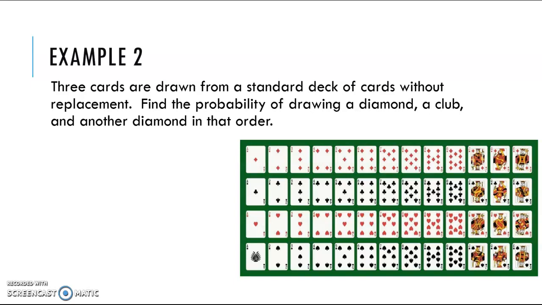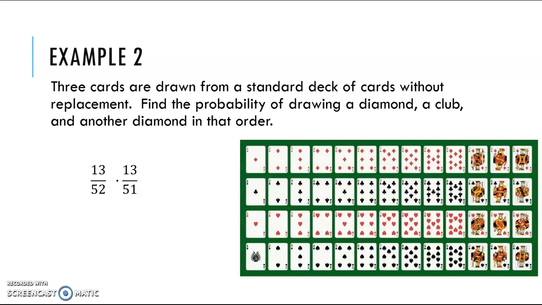So first we have to find the probability of pulling a diamond. A diamond is a suit. There are 13 diamonds in a deck of 52 cards. So it's 13 out of 52. The second event is pulling a club. A club is another suit. So there's 13 clubs. But now there are no longer 52 cards. We've already pulled a diamond out. So now there are 51 cards.